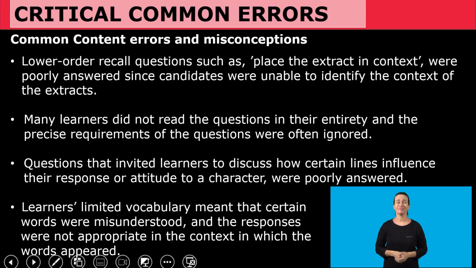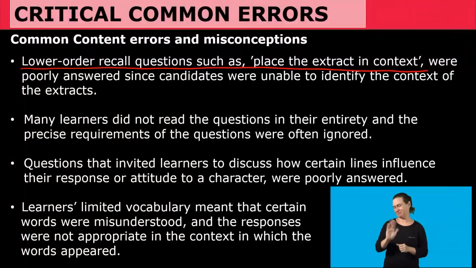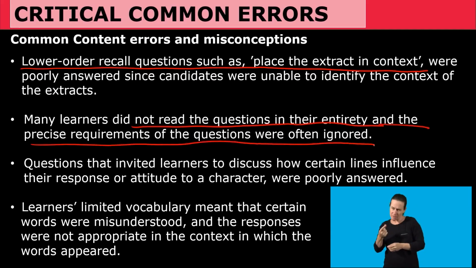These are some of the critical errors that learners made when writing paper 2. Lower order recall questions such as place the extract in context were poorly answered since candidates were unable to identify the context of the extracts, so they did not know the play very well. Many learners did not read the questions in their entirety, so they only answered a specific aspect of the question, and the precise requirements of the questions were often ignored.